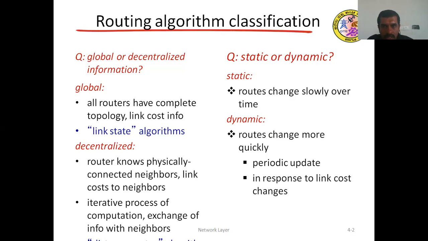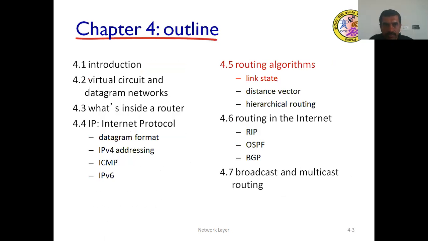And whether a static or dynamic routing algorithm is used. In the static, the routes change slowly over time. In the dynamic, the routes change more quickly. It is a periodic update and in response to link status changes.